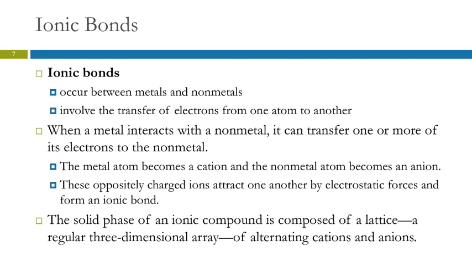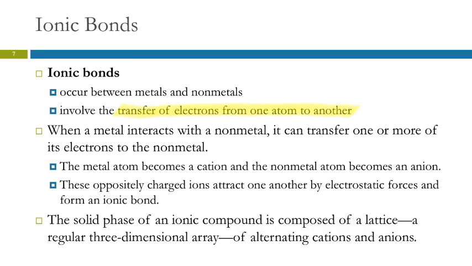So in an ionic bond, you have the transfer of electrons from one atom to another atom. Ionic bonds occur between metals and nonmetals. When the metal and nonmetal interact, the metal loses electrons and gives them to the nonmetal. That makes the metal become a cation because it's lost negative electrons. The nonmetal becomes an anion because it's gained negative charges.